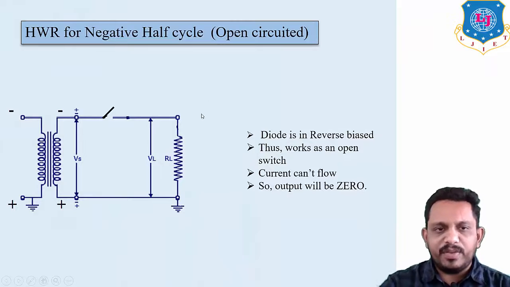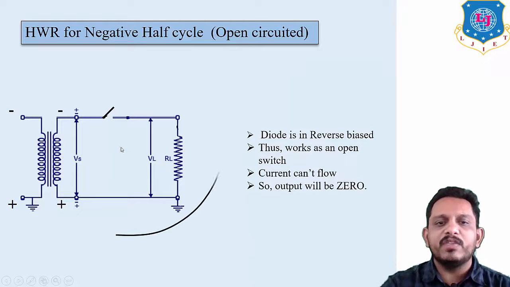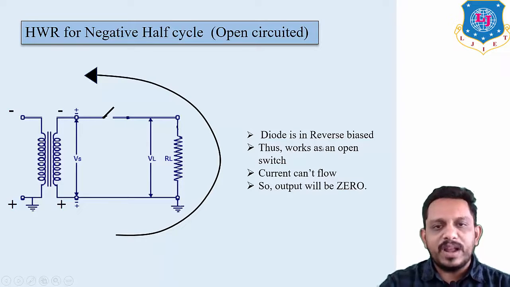If we talk about the half wave rectifier for the negative half cycle, now this terminal is negative and this terminal is positive. So negative terminal is given to the diode's positive terminal, and diode's negative terminal is connected to the positive terminal of the supply. So that means reverse biasing will happen, and reverse biasing of a diode means open circuit. So this diode will behave as an open circuit and no current can flow through this circuit. Whenever the diode is in open circuit, no current will flow and output is 0 for the negative half cycle.